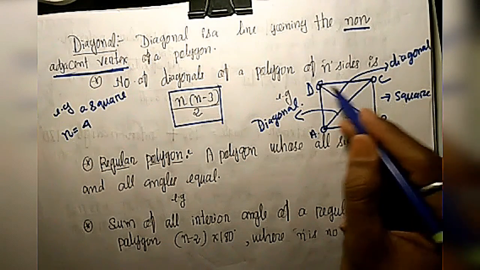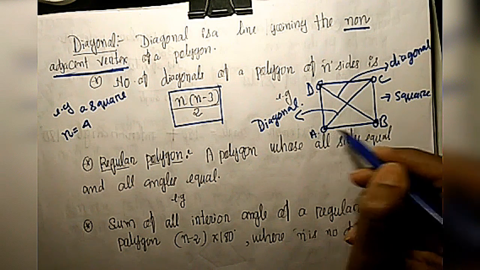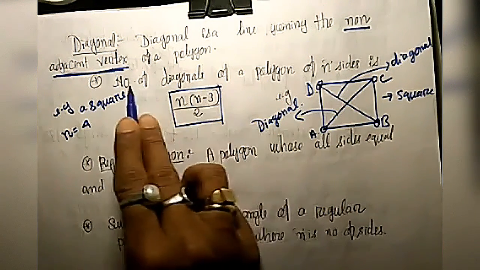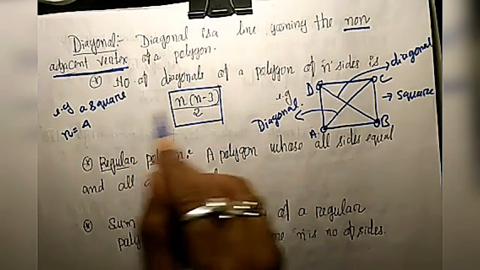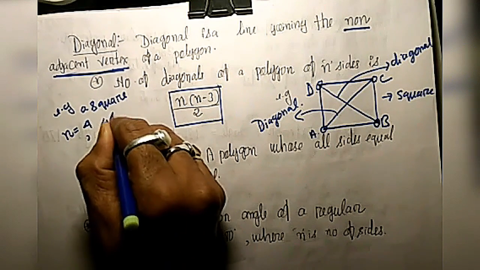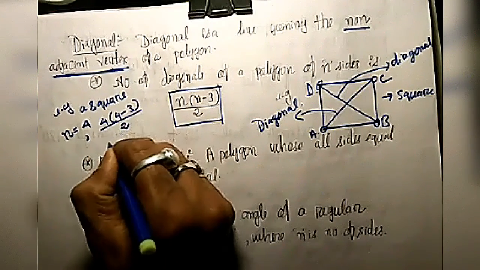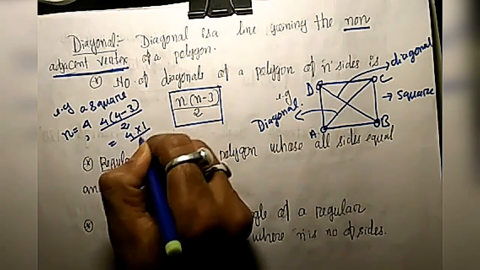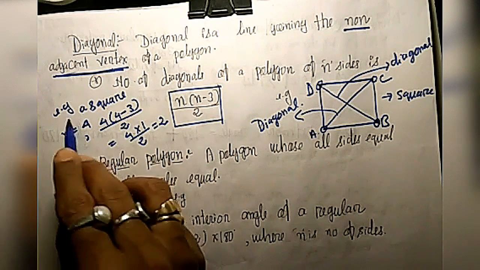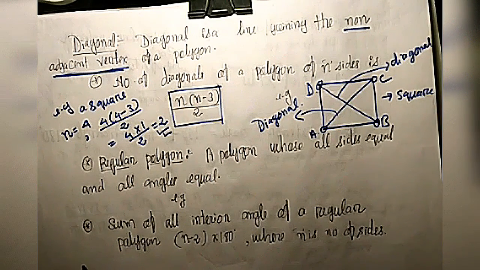So there are 4 sides and 4 interior angles. So how many diagonals are there? Using the formula, just put the value of n. So 4 into 4 minus 3, divided by 2. So 4 into 1 divided by 2; we can cancel 2 and 4, and it becomes 2. So in a square, how many diagonals? There are 2 diagonals.